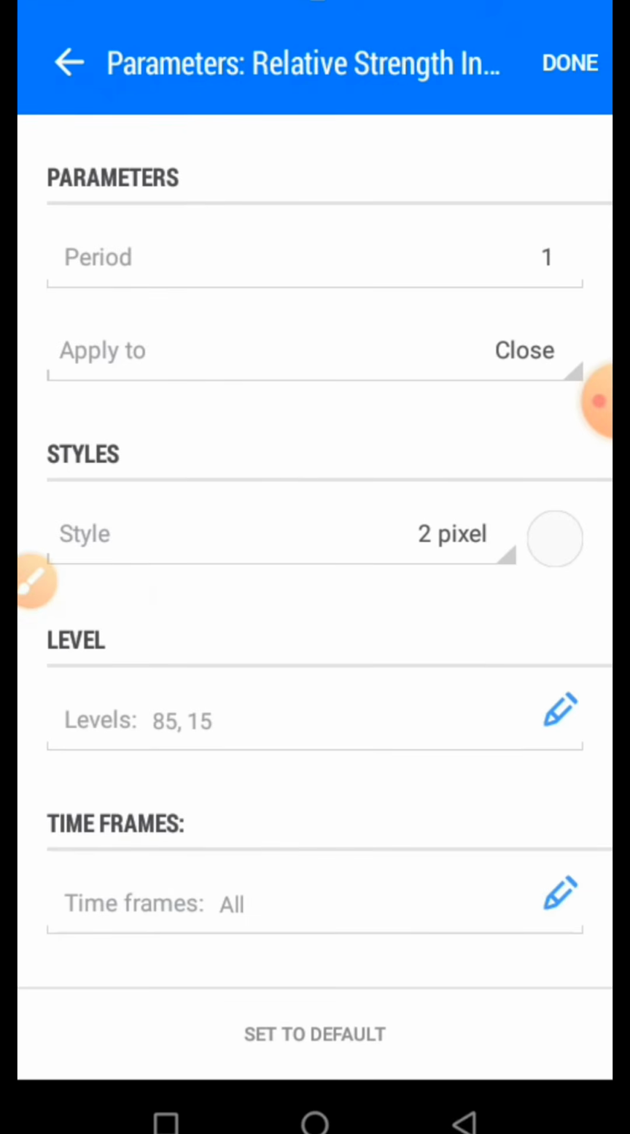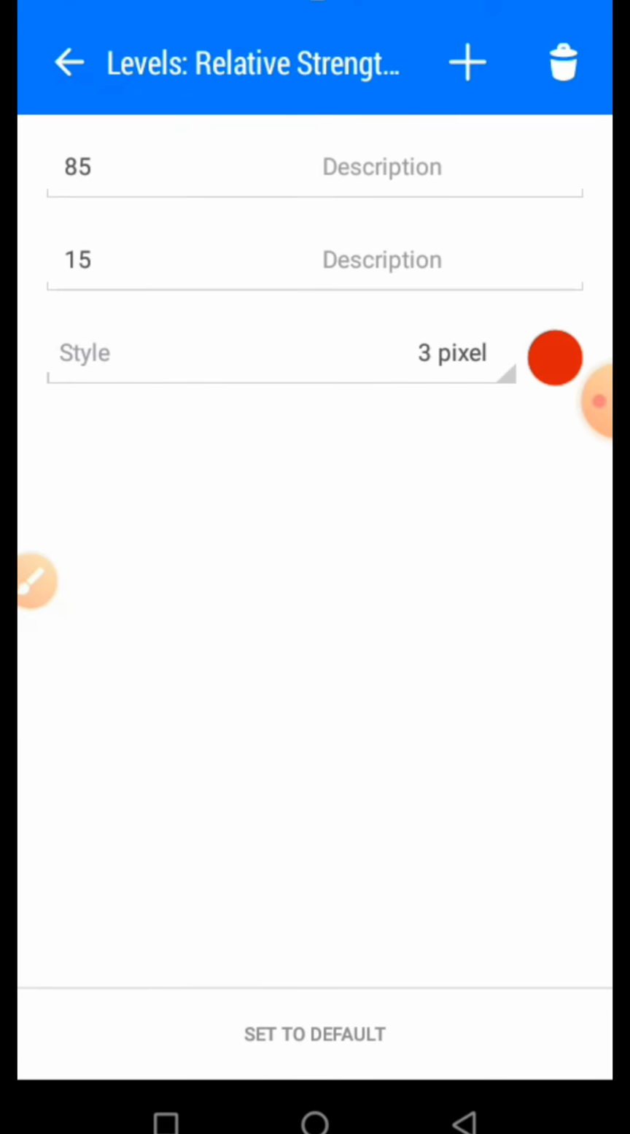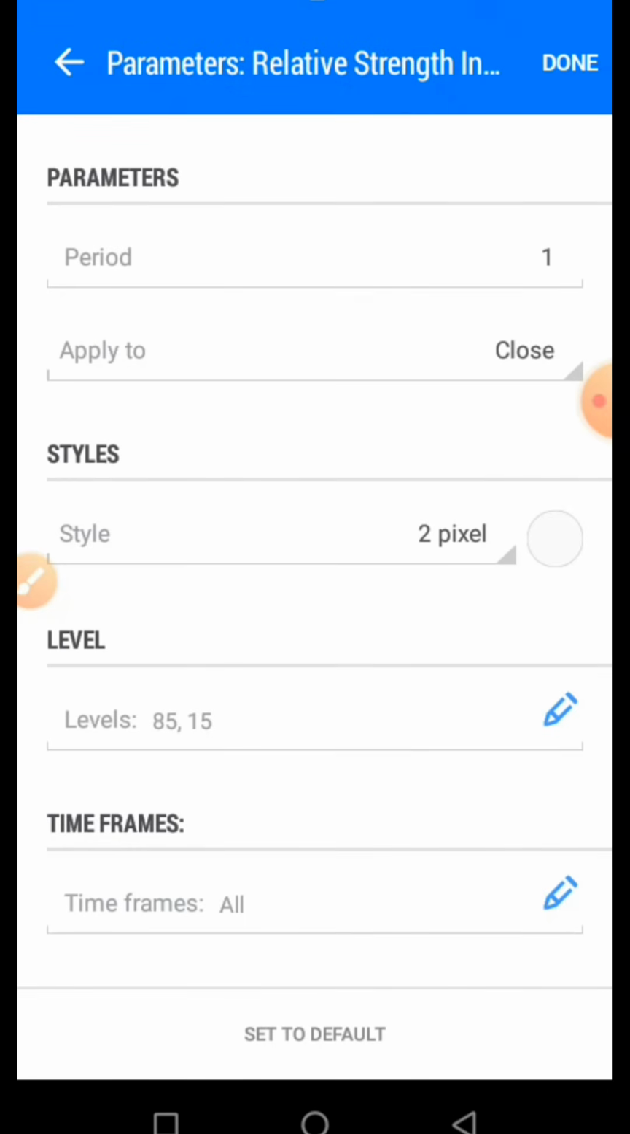Under the style, we have 2 pixels. You are going to make the color the color of your background. And then under the levels, these are the levels: 85 and 15. Make the color red, 3 pixels. Then you go back, then you click on done.